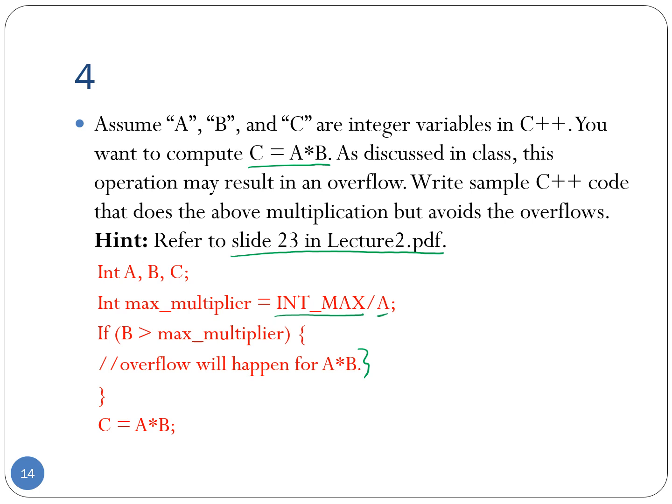So the largest integer that can be multiplied with a without causing an overflow is given by int max divided by a. So before computing this product a times b, we should first check whether b is greater than this max multiplier. If so, then this product will definitely cause an overflow, and therefore we should report some error. If not, if b is less than this max multiplier, then we can safely compute the product. So this is the basic idea in this solution.